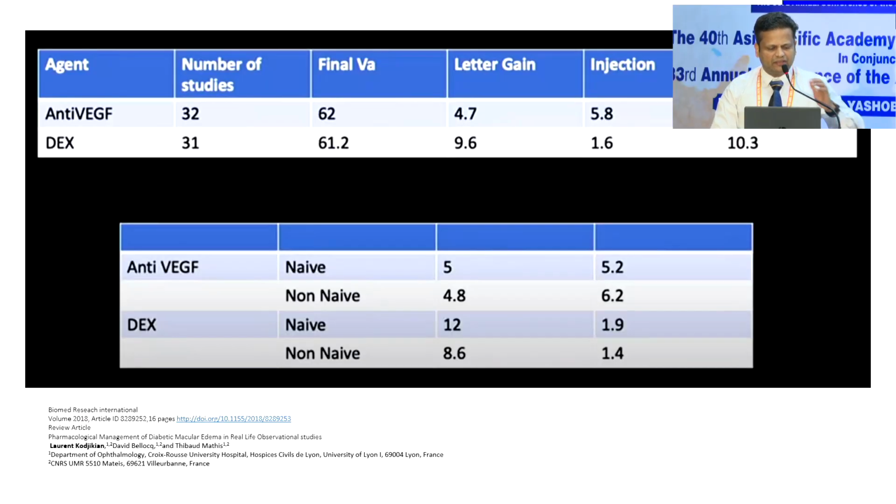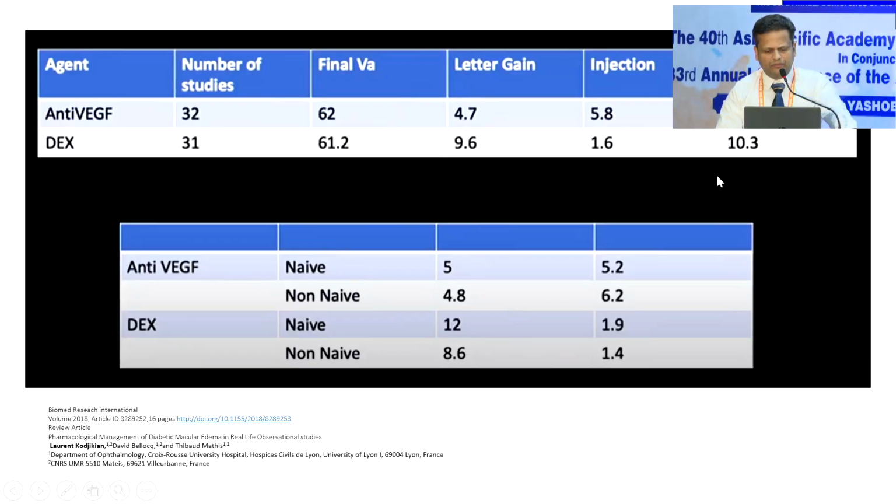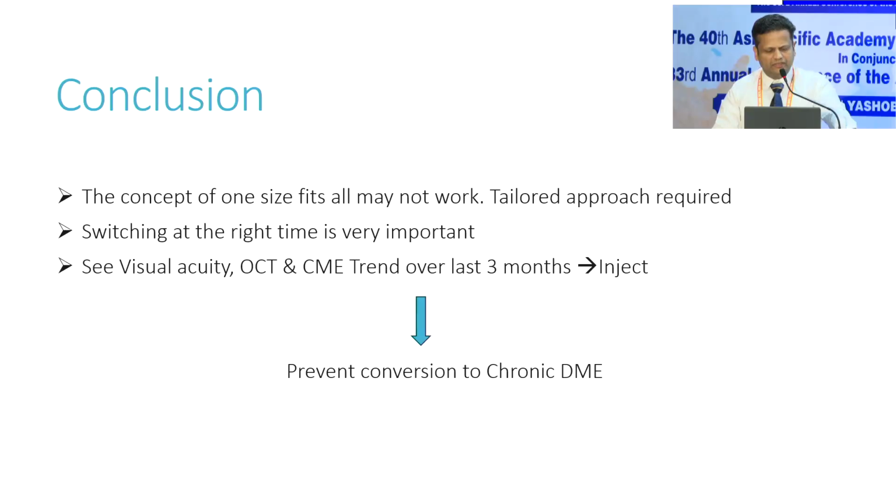This is a chart showing a meta-analysis of a huge study comparing two groups, an anti-VEGF group and a dexamethasone group. You can see here that there are huge jumps in vision in the dexamethasone group. It required fewer injections and fewer follow-ups. So definitely there is evidence to show that dexamethasone has been a better switch. So finally, in conclusion, the concept of one size fits all may not work. Every diabetic is different. Every anti-VEGF works differently.